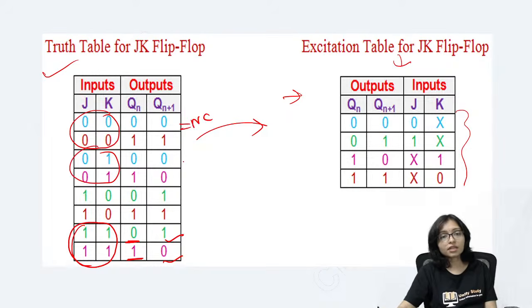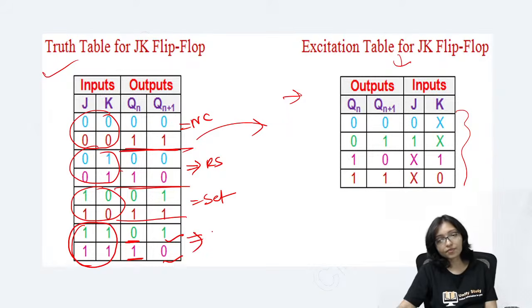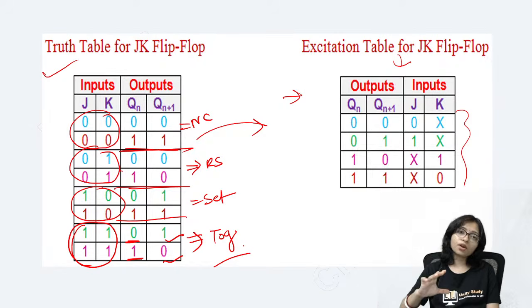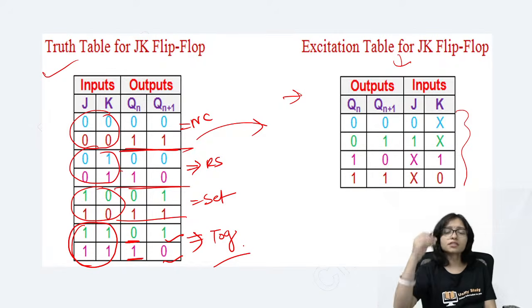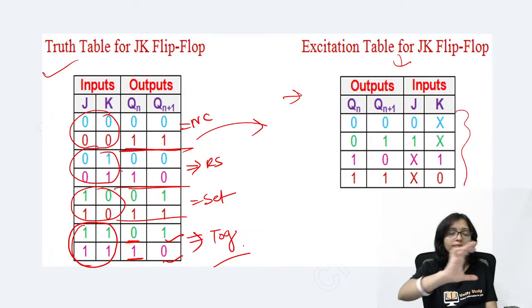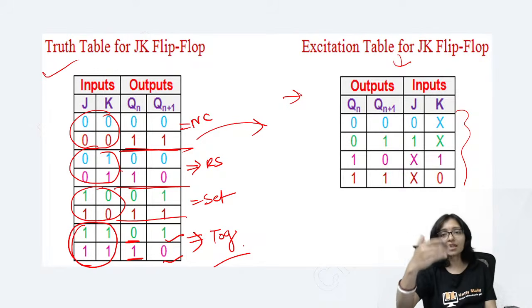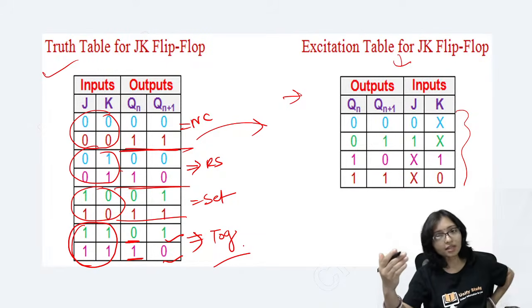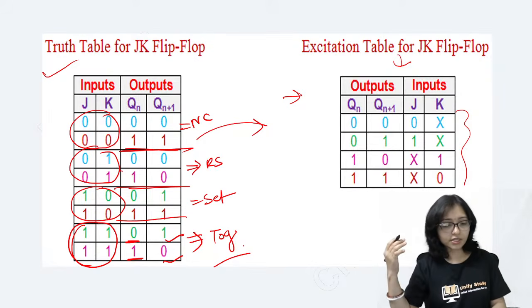Here 0 1 means this is actually reset. This 1 0 means this is actually set. See that? These are happening, right? Only the change is here, that is because it is toggle. Nothing else. So if you understand SR flip-flop, JK will be easy, D will be easy, T will be easy, everything will be easy. If you remember one flip-flop, the other flip-flop will also be easy, because they are related topics.